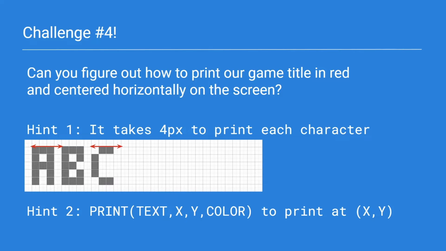The first hint is that every character that gets printed on the screen takes 4 pixels. The second hint is that there is a third alternative to how to use the print instruction, which is that we can pass the X and Y coordinates as arguments for the text to be printed at that location in a specific color. Go ahead and pause the video and try to see if you can figure out how to print our game title in red, centered horizontally on the screen.